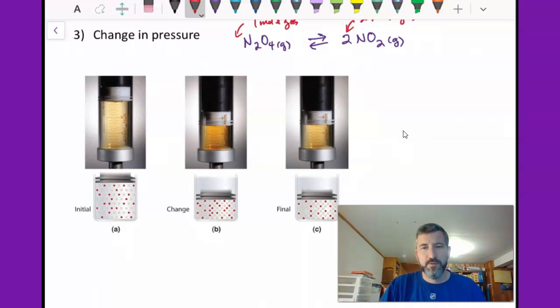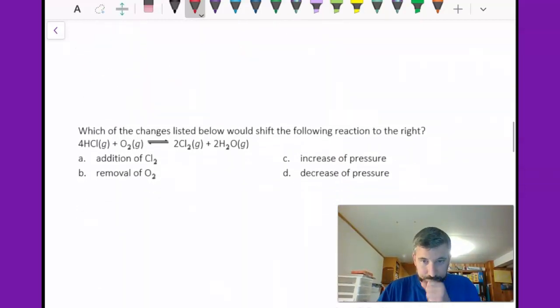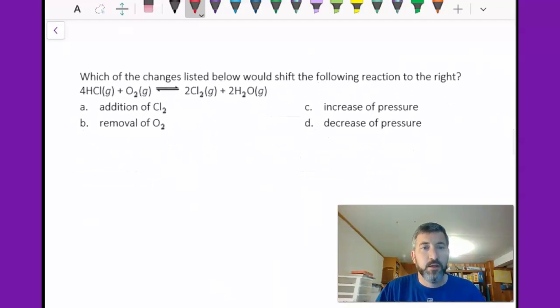Okay, let's move on to a couple of questions here for you guys to answer. Multiple choice. We'll pretend we're taking a test even though we're not. Which of the changes listed below would shift the following reaction to the right? So which one would shift it forward? Take a look at those and see what you get.